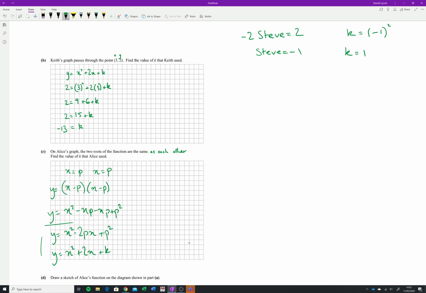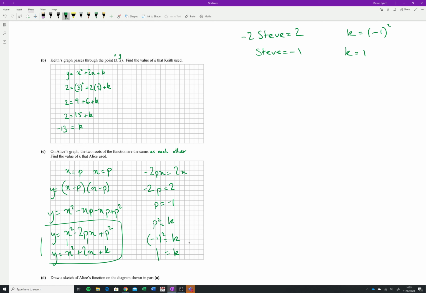When we compare these, x squared is with x squared, that's fine. We can say that minus 2px has to equal 2x, divide both sides by x. Minus 2p is 2, divide both sides by minus 2, p is equal to minus 1. And since p squared is k, minus 1 squared is k, and k is 1. So Alice picked a value of 1.